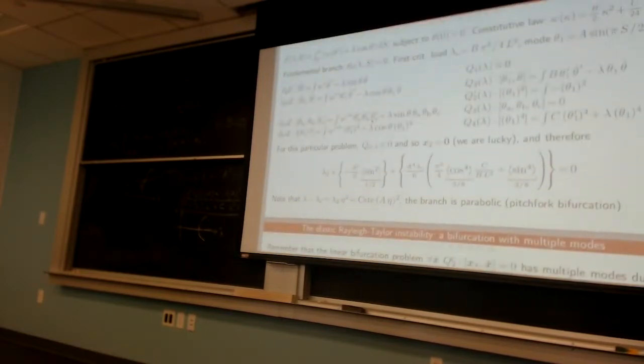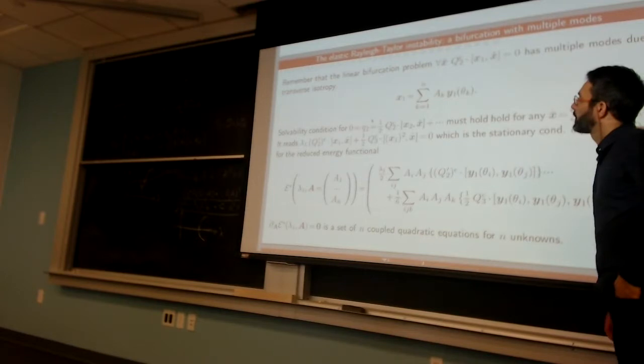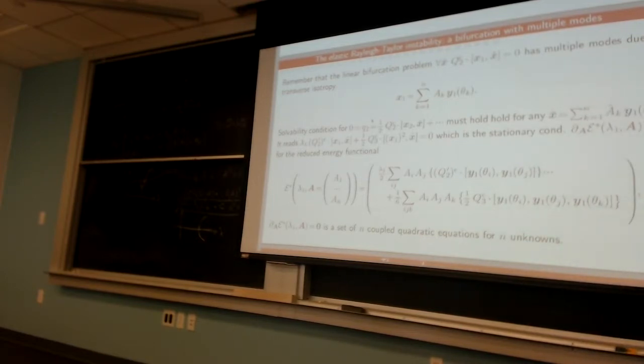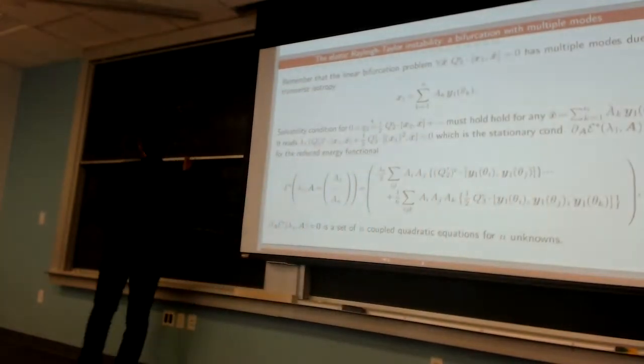And now I'm showing you a second example, which is non-symmetric, but has an additional difficulty that now there are multiple modes of bifurcation. And I've implicitly assumed that there was a single mode. So I need to tweak a little bit what I've shown. Okay, so what I'm talking about now is the Rayleigh-Taylor instability. So I'm coming back to it.